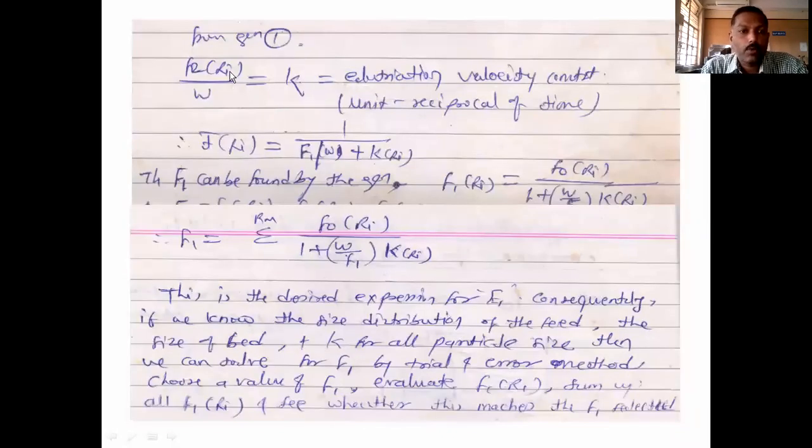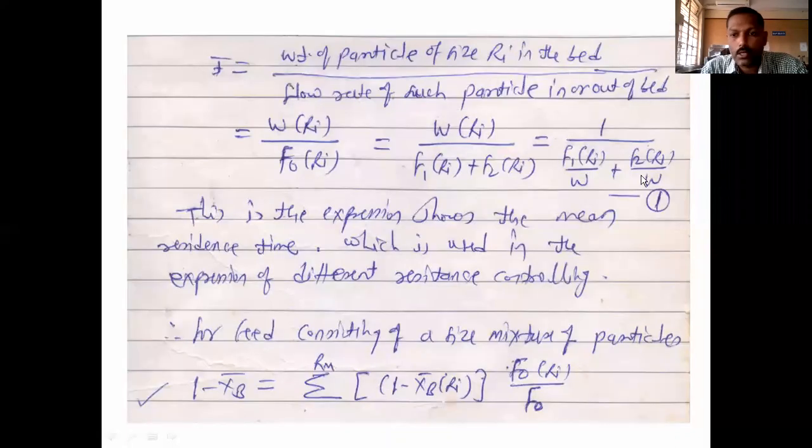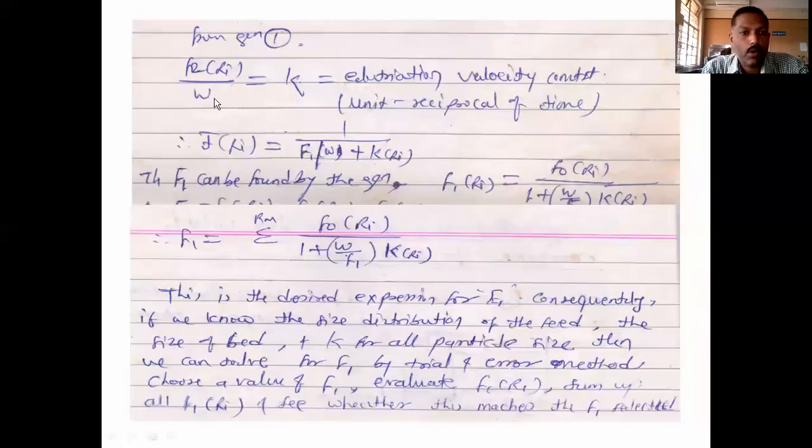In this equation, F2 Ri is the carryover stream, meaning fine particles are carried over from the fluidized bed. So this carryover stream, F2 Ri upon W, is equal to small k. This is called the elutriation velocity constant. Its unit is the reciprocal of time, inverse time. Noting this, K is F2 Ri upon W.